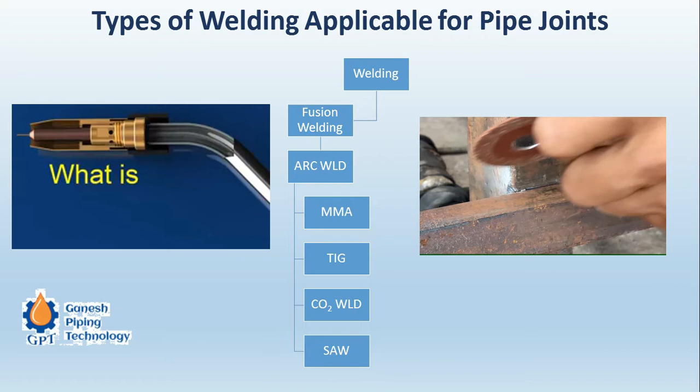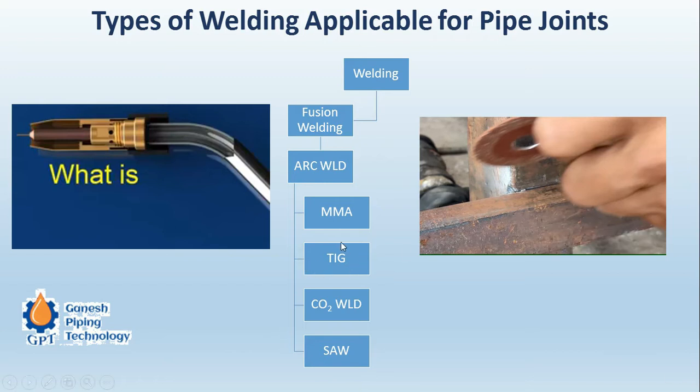So 12 gauge electrode is the lowest thickness, whereas the 6 gauge electrode or the 4 gauge electrode is the highest thickness of electrode that is used for the MMA, manual metal arc welding.